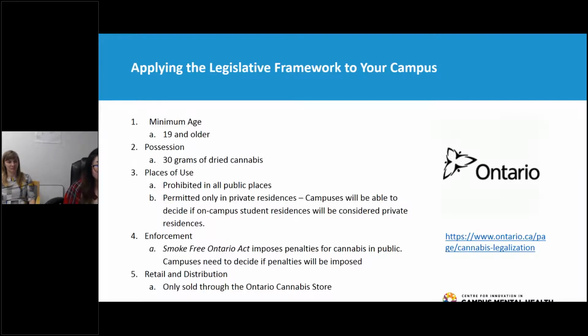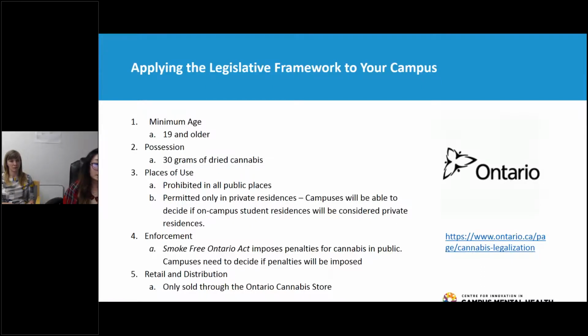It is permitted only in private residences, and campuses are going to be able to decide if on-campus student residences are going to be considered private residences or not. If a residence on campus allows consumption of non-medical cannabis, smoking and vaping of this cannabis will still be prohibited in all indoor common areas, including elevators, hallways, parking facilities, party rooms, etc. It's only within the individual dorm rooms that are considered private.